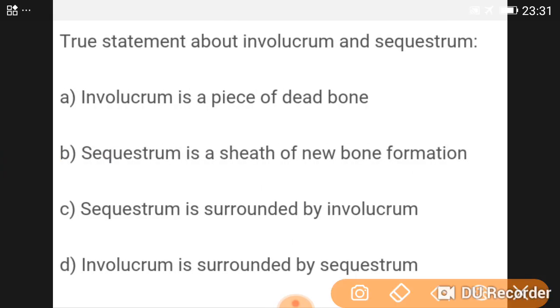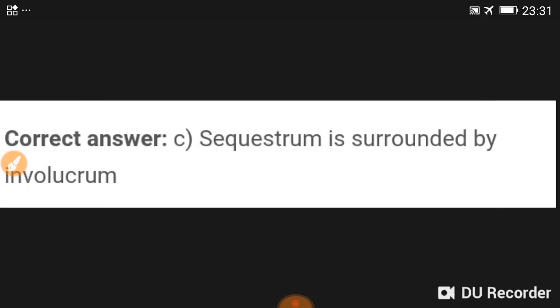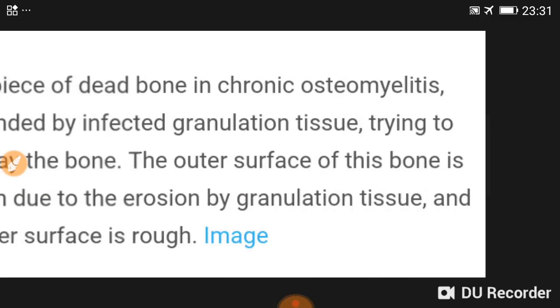Okay. True statement about involucrum and sequestrum. Sequestrum is a dead part of bone which is surrounded by involucrum. It's a pus-like tissue. Explain. Sequestrum is surrounded by involucrum. Okay.